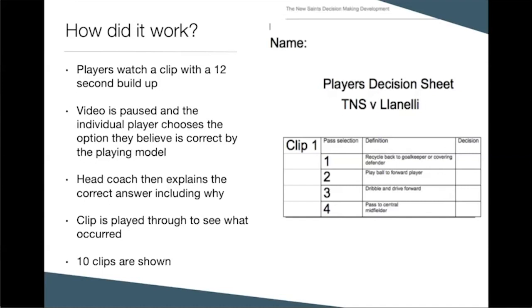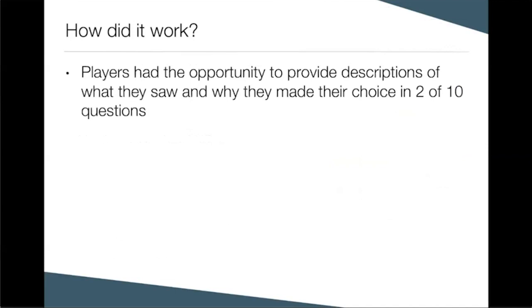So we'd find 10 clips in any given week. Sometimes we'd do this twice a week if we could. A lot of the time we'd just try and do it once. But if we had the time, we'd do it twice a week to try and build up that understanding of where the players are at that point in time.